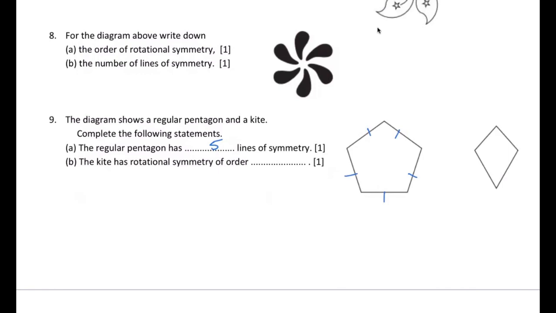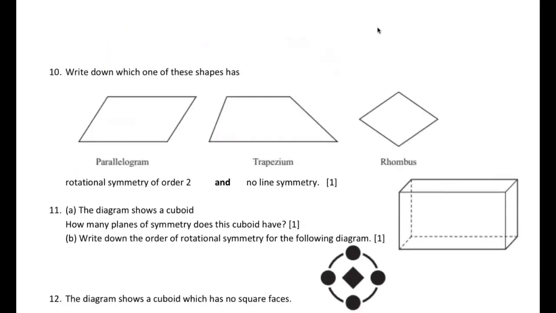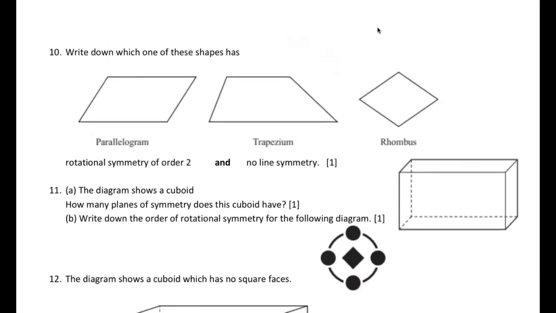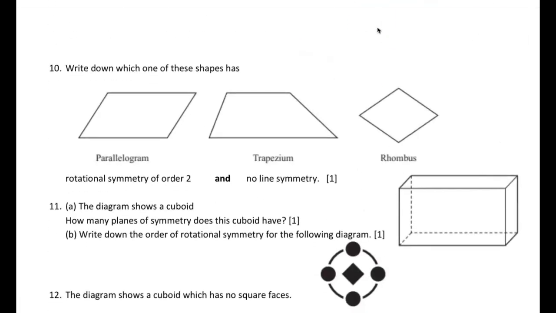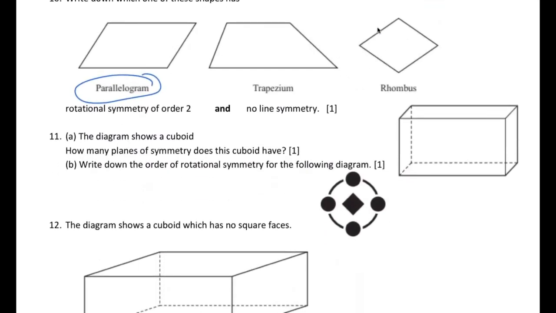What's the answer for this? 1. Good. So how are there 5 lines of symmetry in a pentagon? It's a regular pentagon, so it will have 5 lines of symmetry. Yes. Okay. Write down which one of these shapes has rotational symmetry of order 2 and no line of symmetry. Parallelogram. Yes, parallelogram.